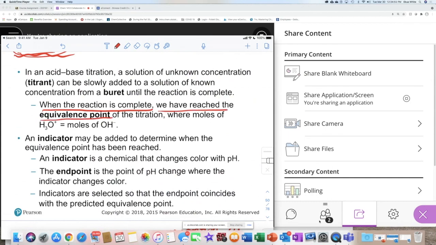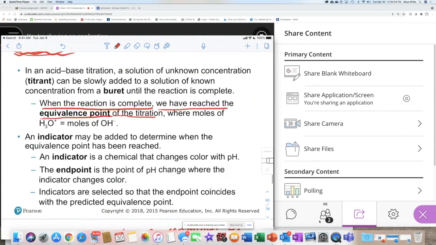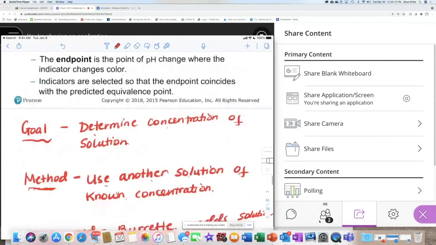So now we're learning terminology. You probably learned this in 1411, but this is a review. Equivalence point. Equivalence is another word for equal. So what is equal? Since we're dealing with an acid-base titration, equivalence point is where the moles or the amount of H3O+ equal the amount of OH-.